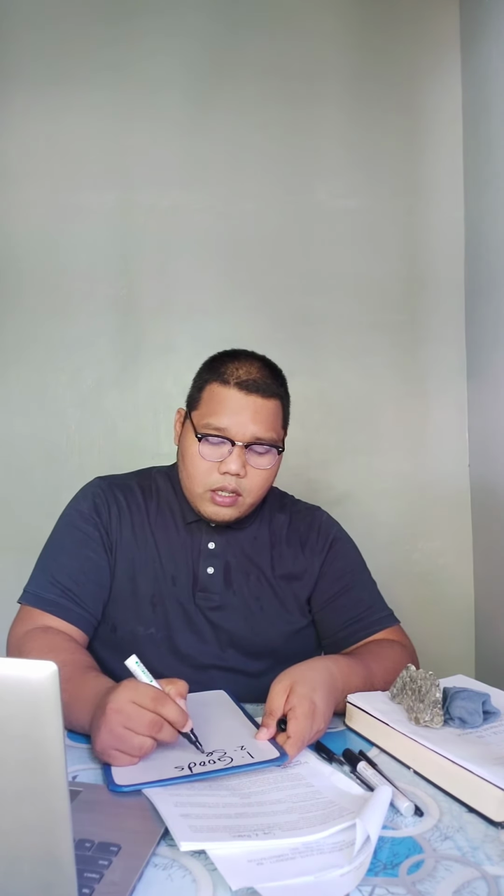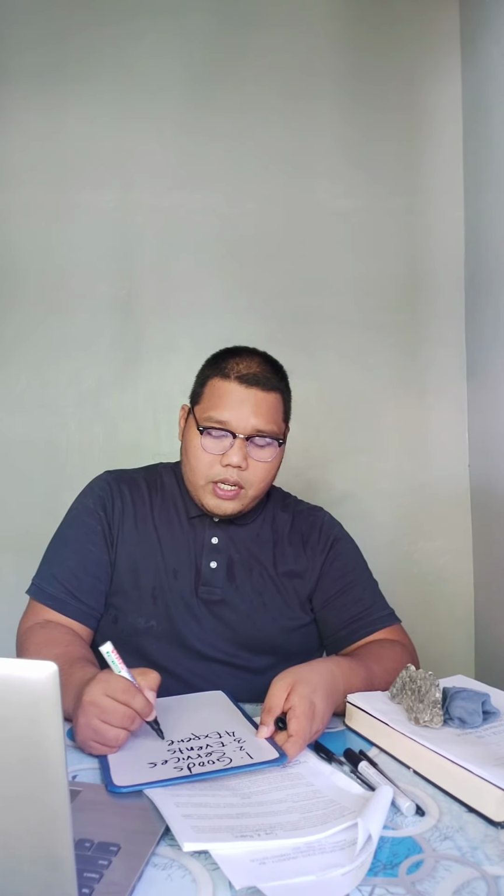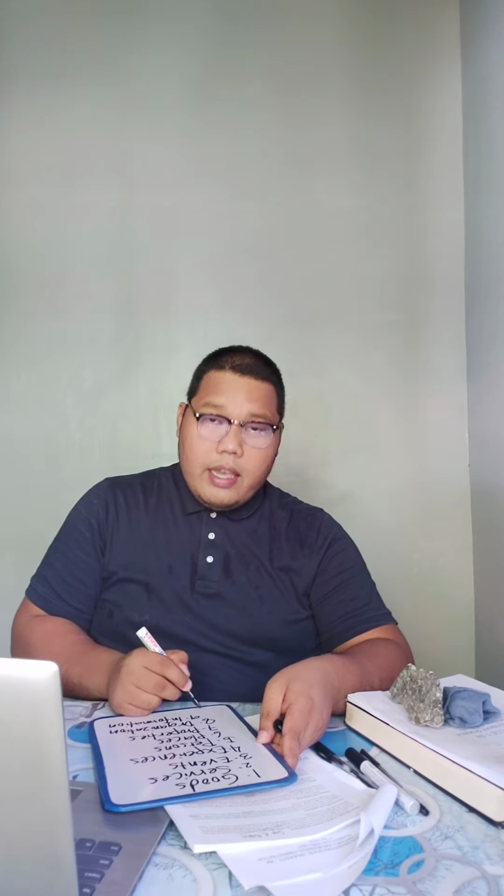So, I will write down the 10. So, we have goods, services, events, experiences, persons, places, properties, organization, information, and ideas.